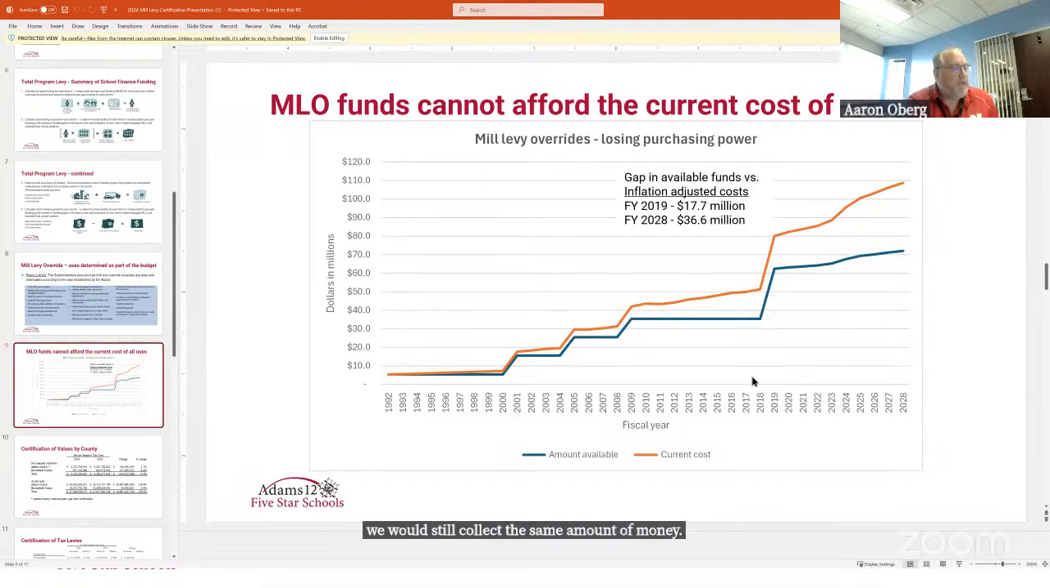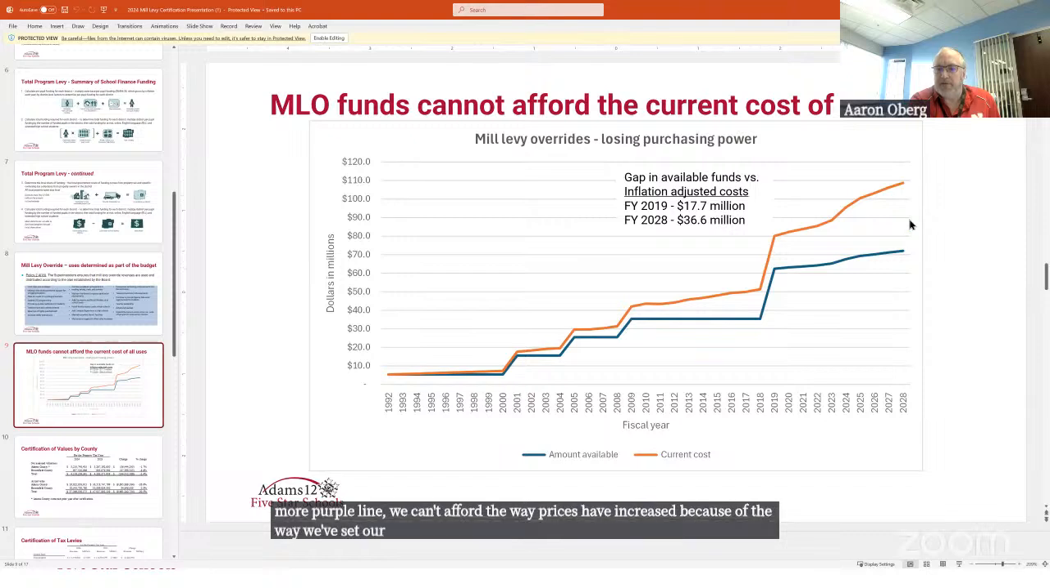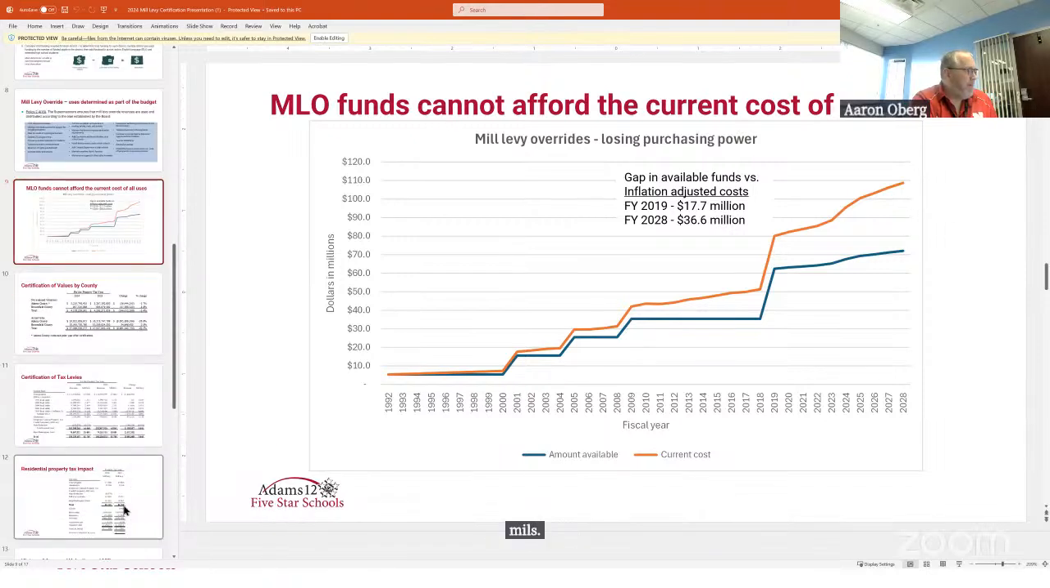In fact, even if the assessed valuations were ever to go down, we would still collect the same amount of money. Then you'll see in the 2018 mill, the reason why this bluish purple line grows, this growth between 18 and 28 is inflation. Now, if you take what we originally passed, this is actually inflation adjusted. So what we originally started with, the difference between these two numbers is significant. The amount of actual buying power is this more purple line. We can't afford the way prices have increased because of the way we've set our mills. Hopefully that makes a little bit of sense.